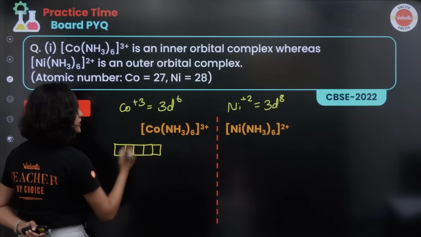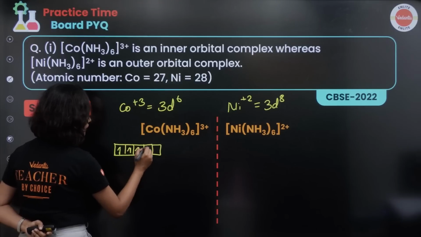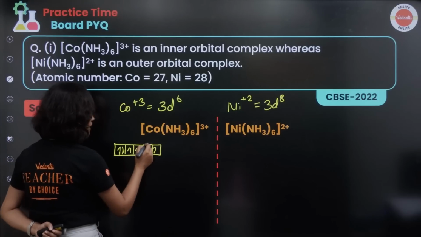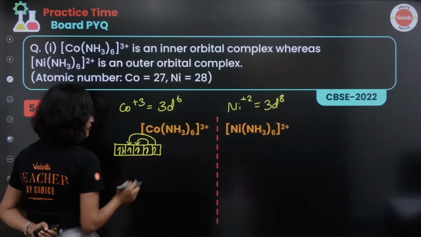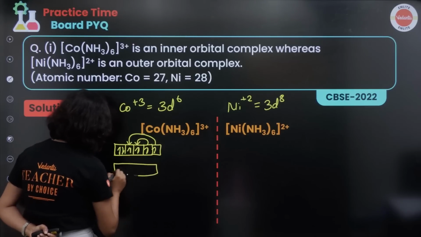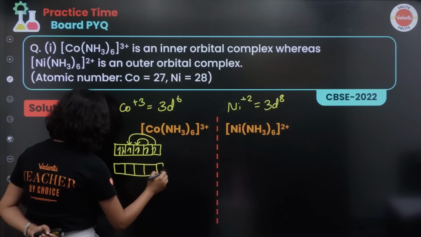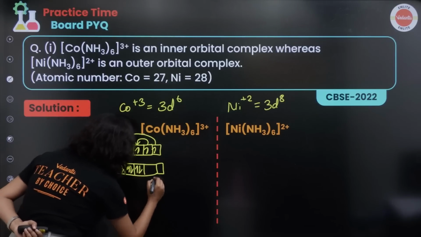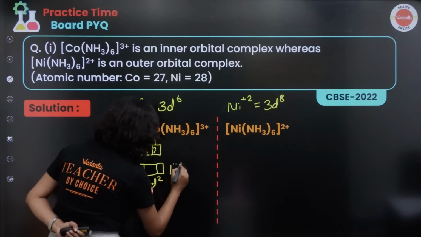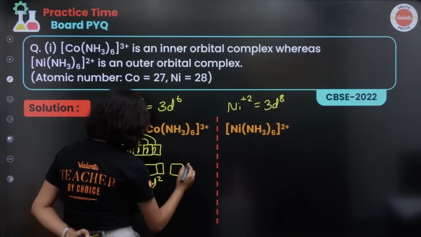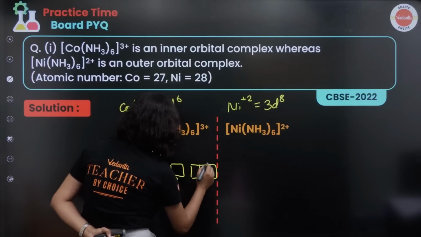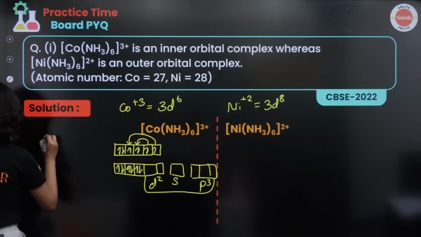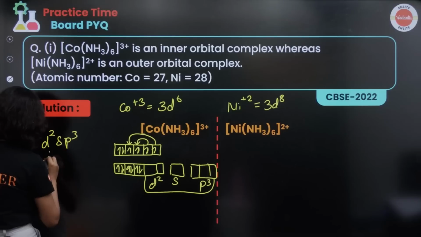There are 5 orbitals here. 3d6, so 1, 2, 3, 4, 5 and 6. Now NH3 is a strong ligand. NH3 will definitely pair it up, so pairing up will happen. Once it pairs up, you will have 1, 2, 3, 4 and 5, so 1, 2, 3, 4, 5, 6. So it will have d2. NH3, 6. NH3 requires 6 orbitals, right? So the d2, s and p3, this is the hybridization: d2sp3 hybridization.